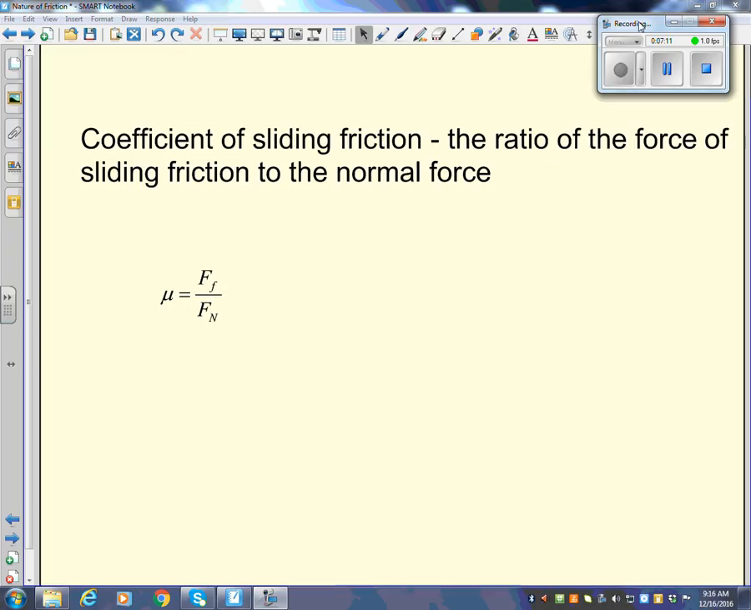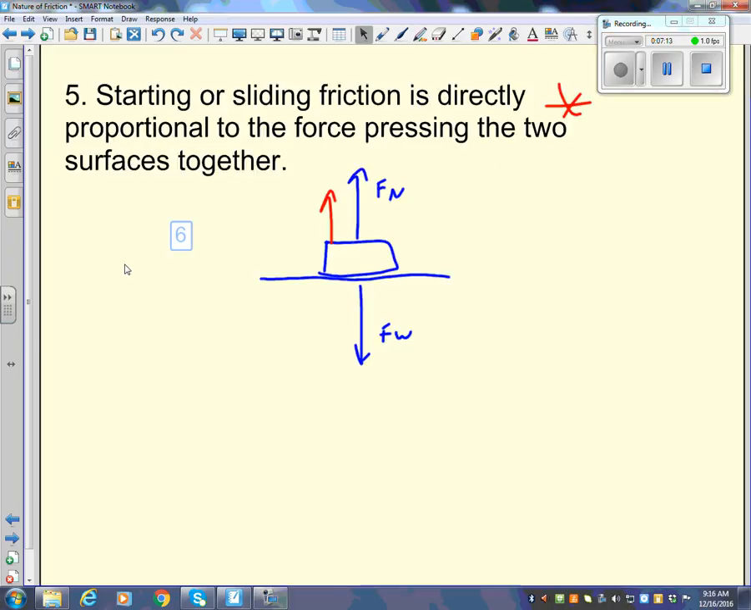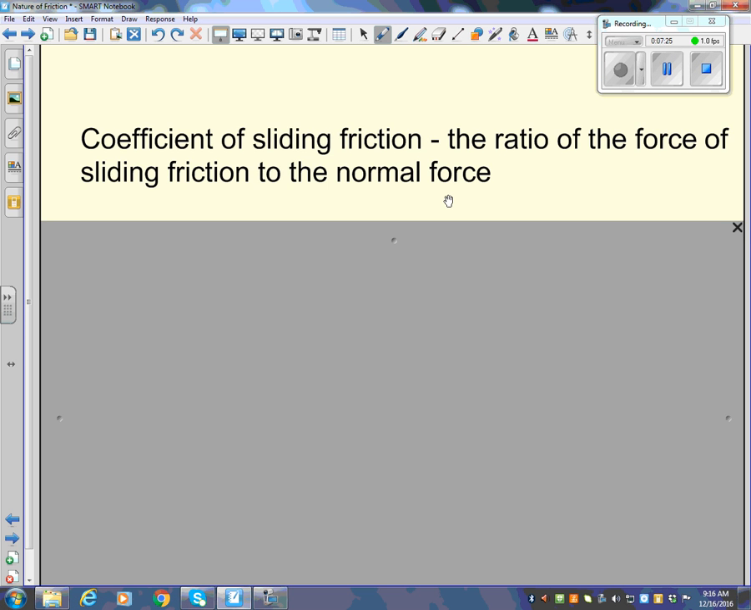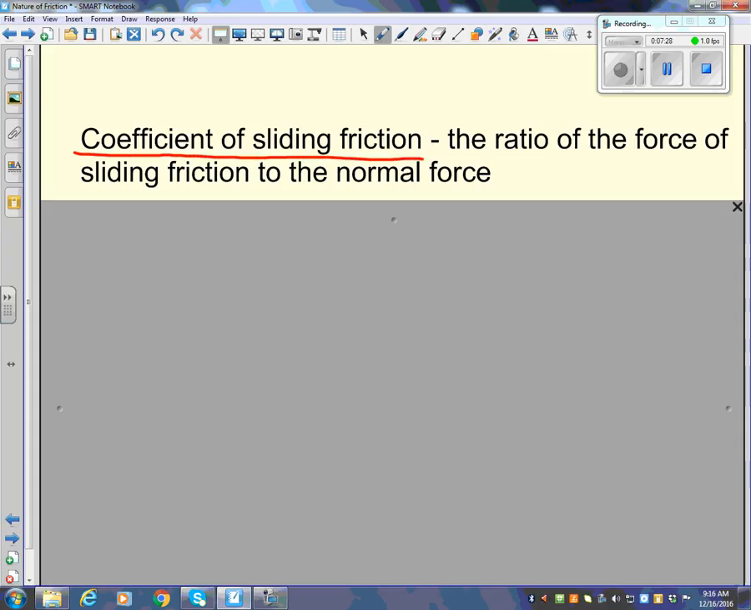And this, my friends, is called the coefficient of sliding friction. What the heck is that? The coefficient of sliding friction is the ratio of the force of sliding friction to the normal force. It is known as the coefficient of friction. And it determines the friction force. So we need a formula for this coefficient of sliding friction, and there it is.